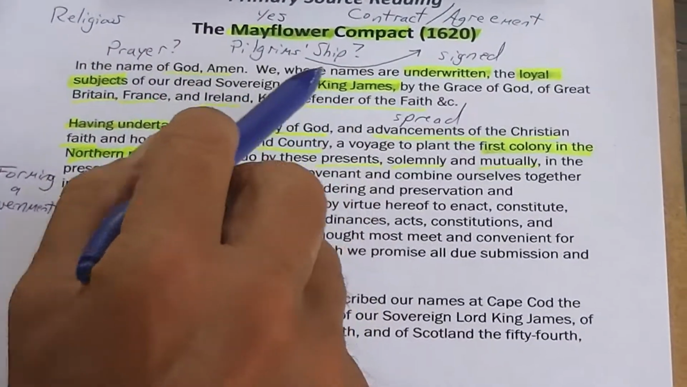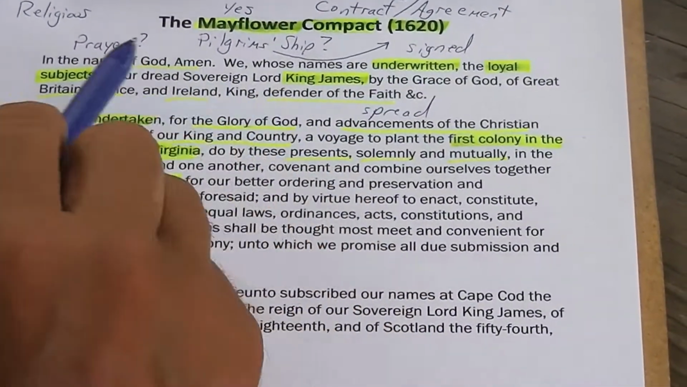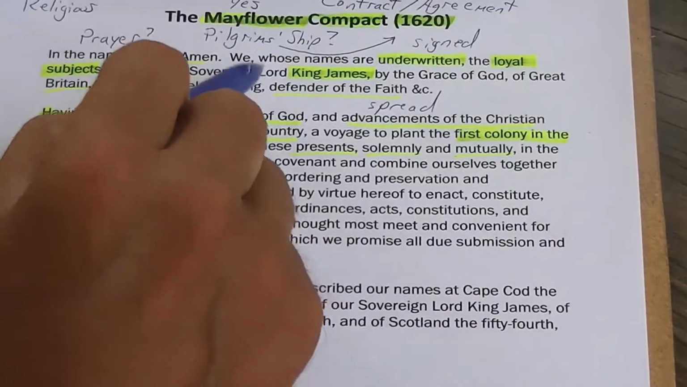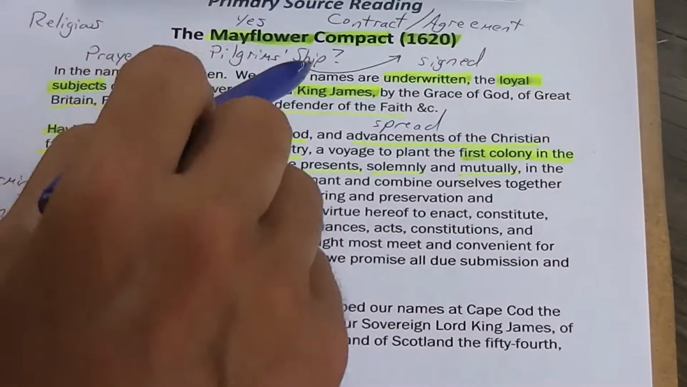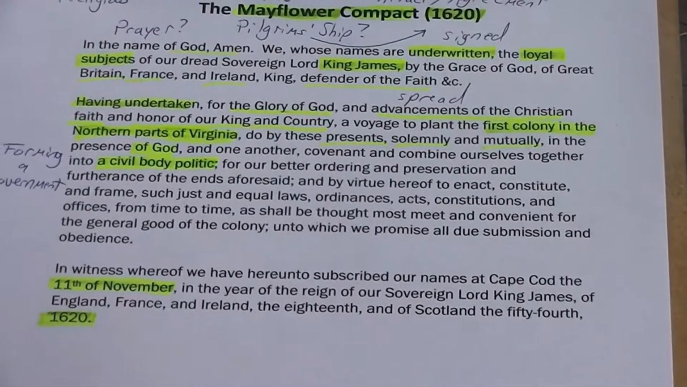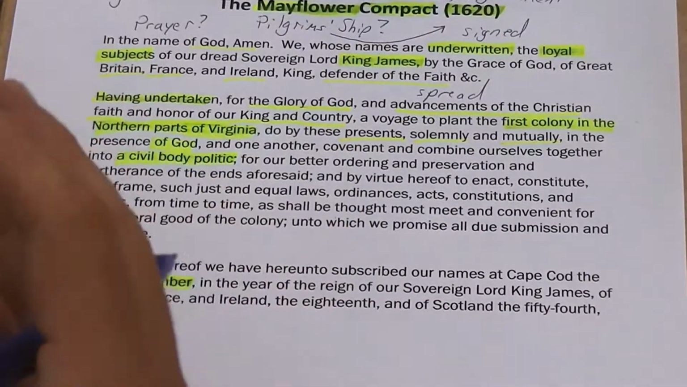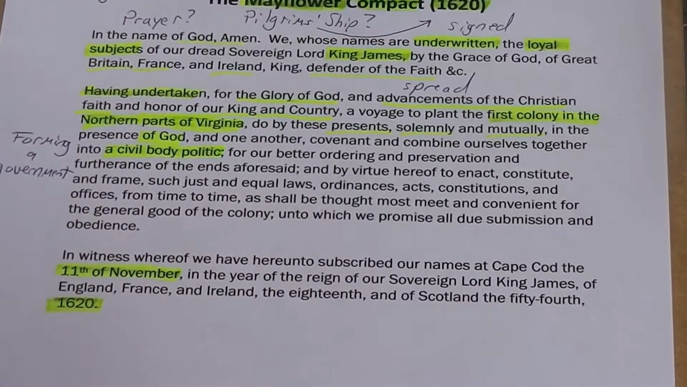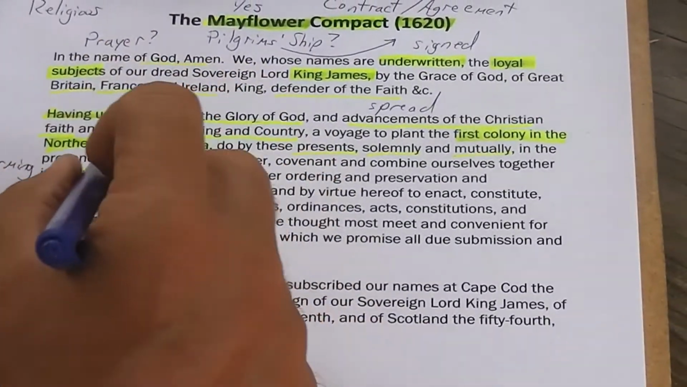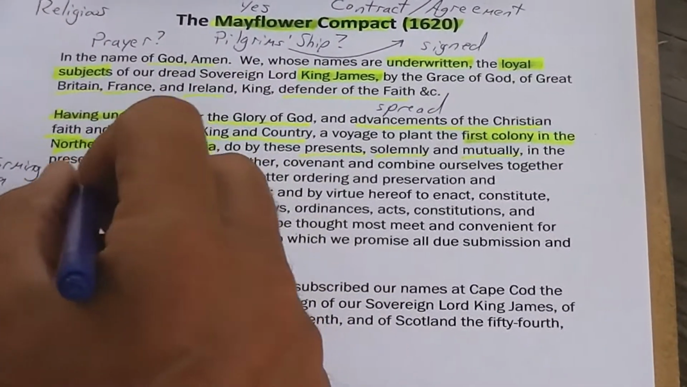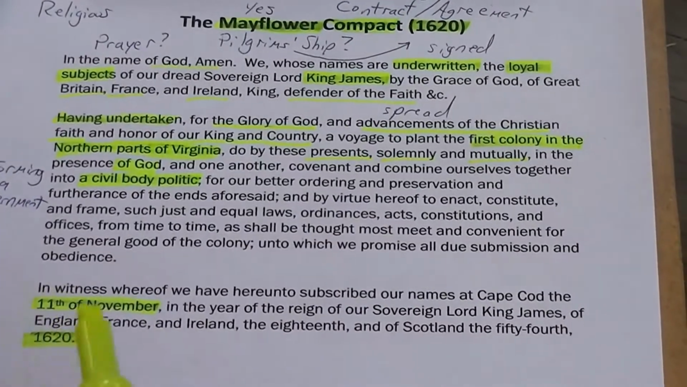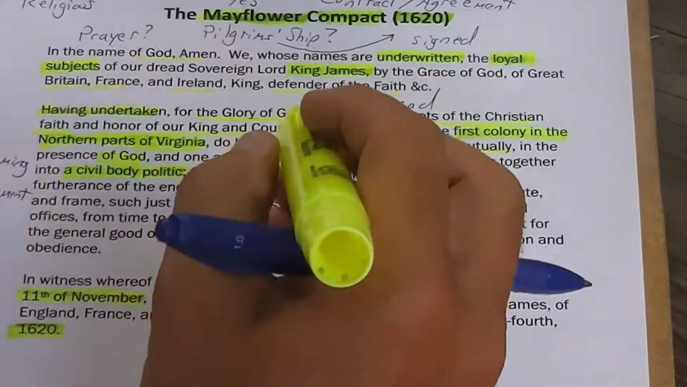So they already made it clear that they are not breaking away. They're not declaring independence. They are loyal subjects of the king, but the king and his entire government are 2,000 miles away. So on the ground in their colony, they're going to need to make some decisions. So they agree that together they are going to form a political body. They're going to form a government. Why? Then they're going to tell us.